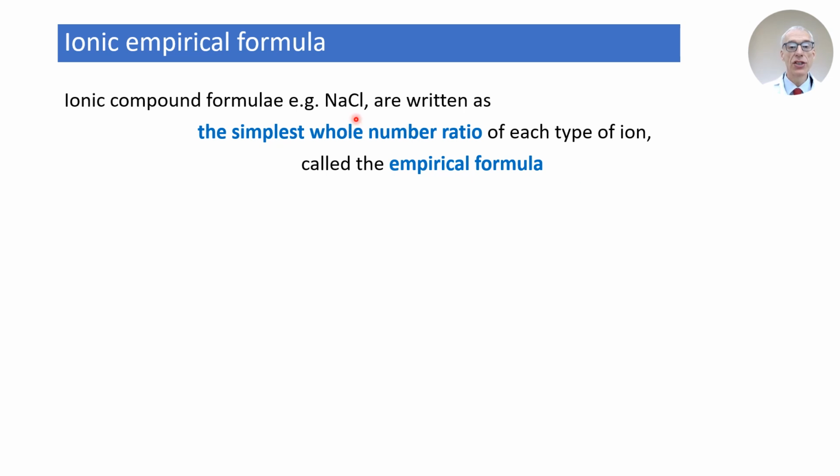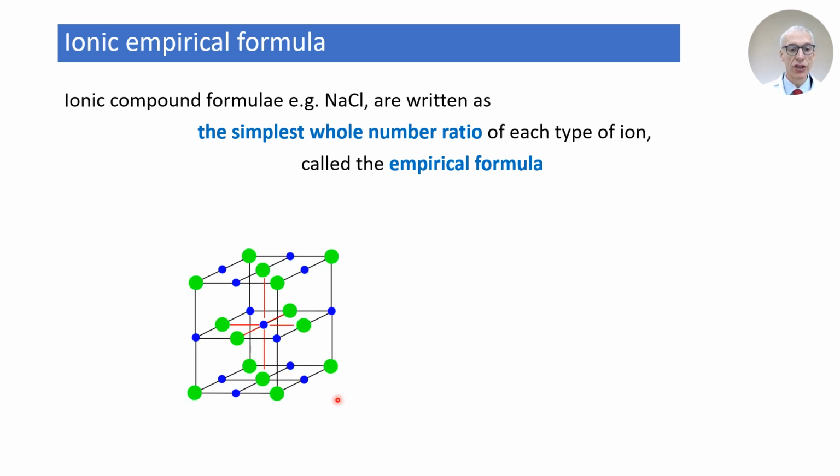So NaCl is an empirical formula. It implies that for every 1 sodium ion, there's 1 chloride ion in the giant lattice. Not that there is a unit of 1 sodium and 1 chloride, but that overall, for every 1 sodium, there is 1 chloride. Those types of formulae are called empirical formulae.